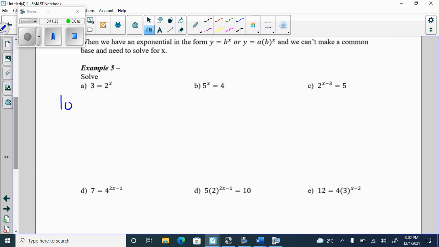So I write log. What's my base? What goes beside it? 3. And what does it equal? x equals, and then you just get an answer. 1.6.